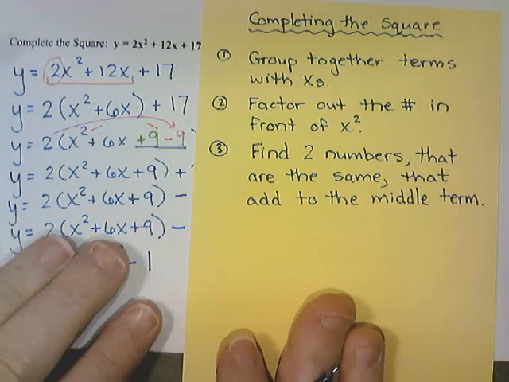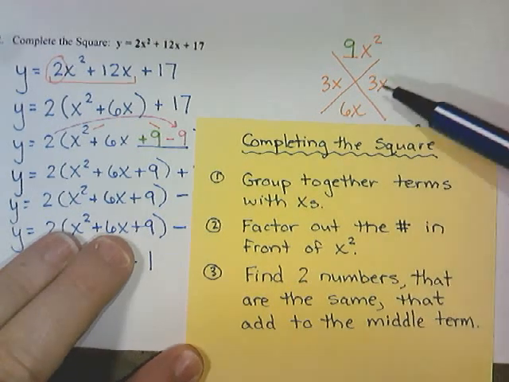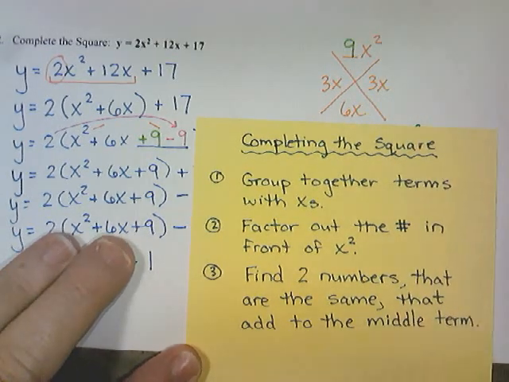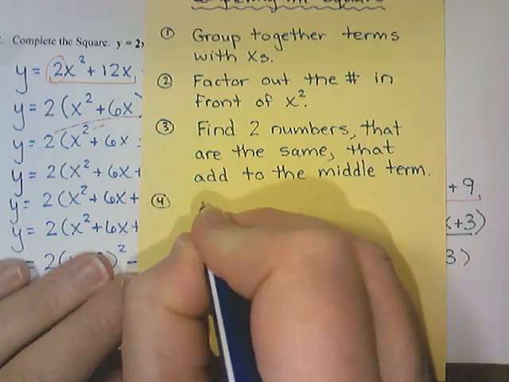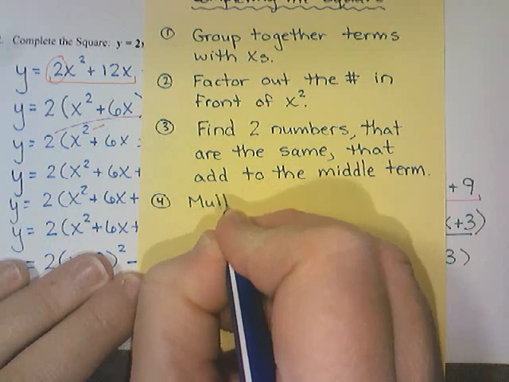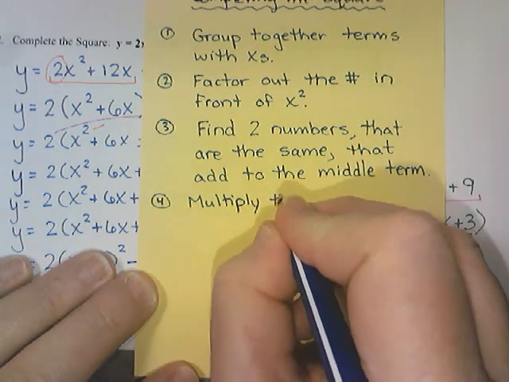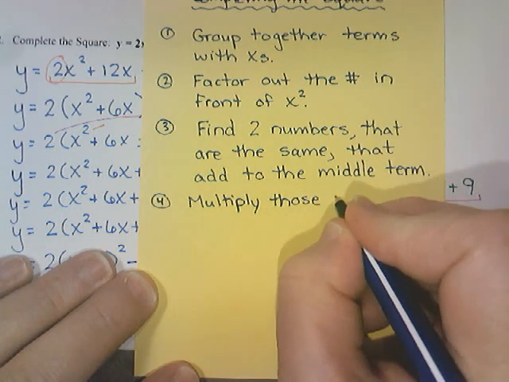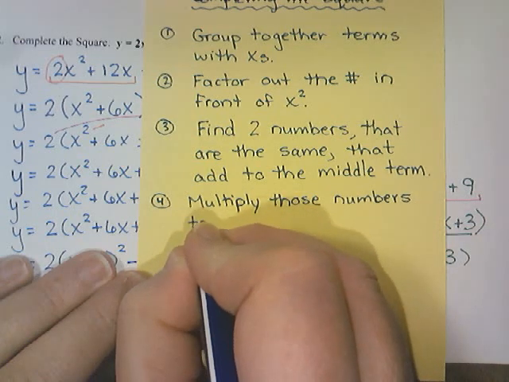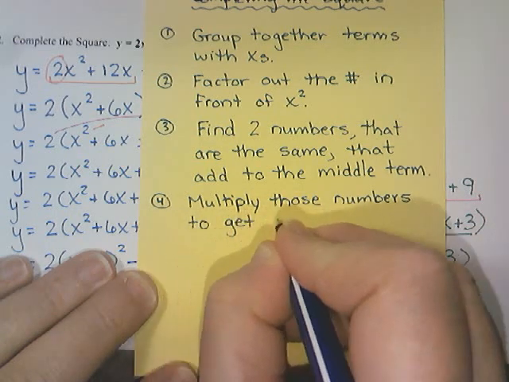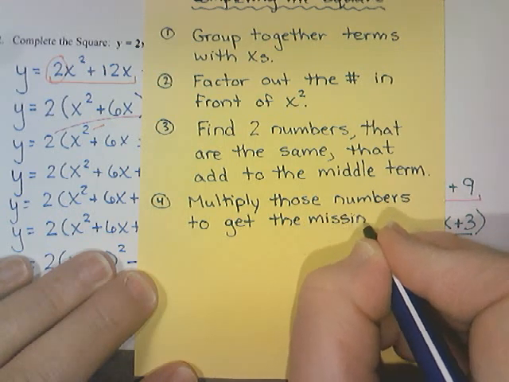Okay. And then we took those numbers and we multiplied them together. So we're going to multiply them together to get our missing number. Okay, so that's number 4. I'm going to say multiply those numbers to get the missing number.